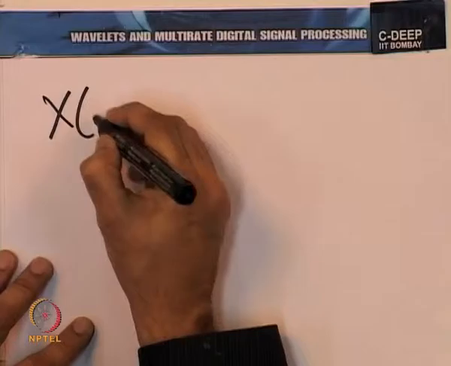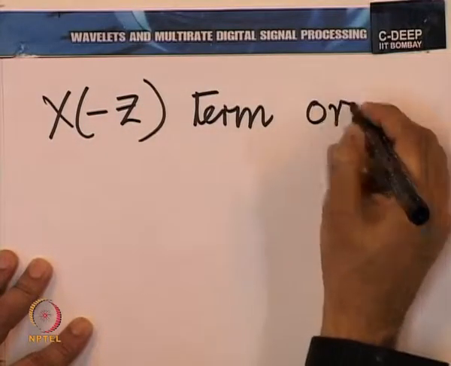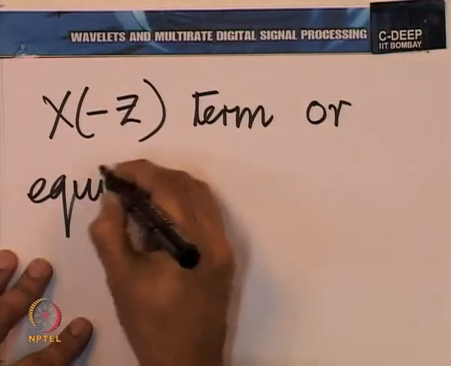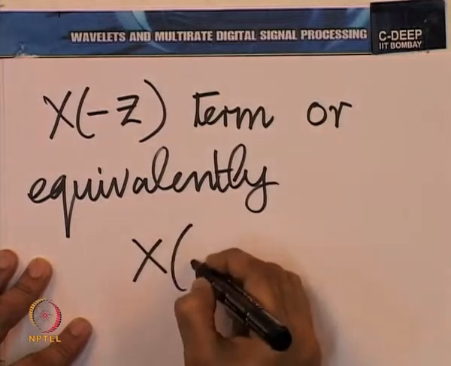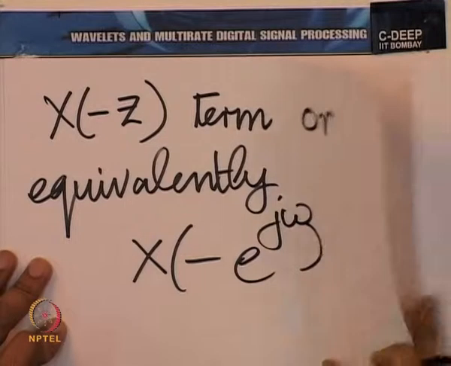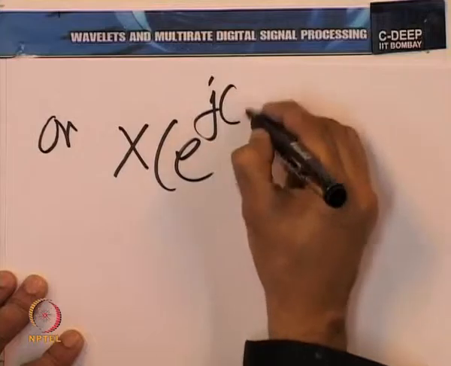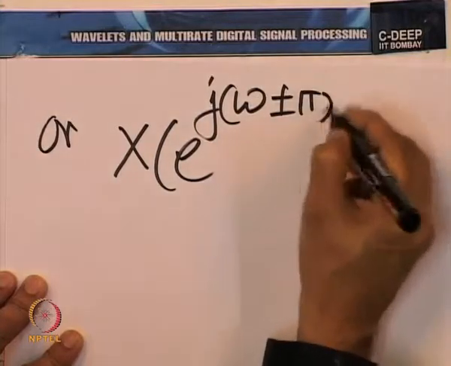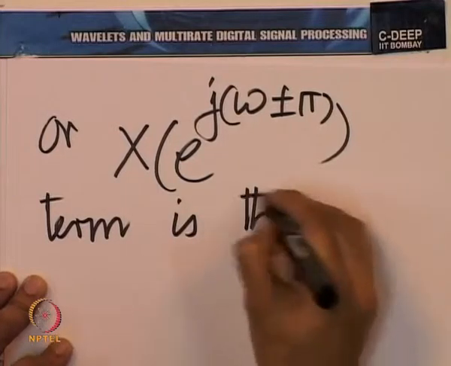So, the x of minus z term, or equivalently the x of minus e raised to the power j omega, or x e raised to the power j omega plus minus pi term, is the consequence of aliasing.